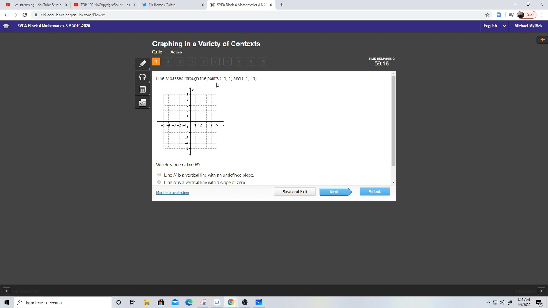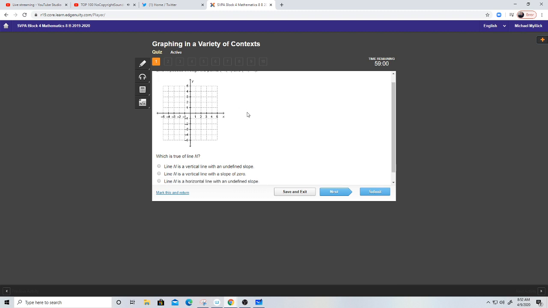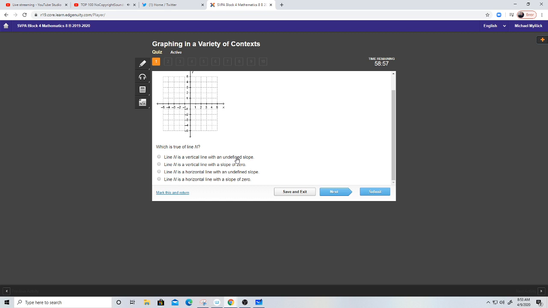The line N passes through the points -1, 4, and -1, -4. Alright, well look. -1, 4, and -1, -4 makes a vertical line. We already know this is a vertical line that has no slope. And see, it's lucky I used this word undefined earlier, because I would rather us say undefined than no slope, because no slope sounds kindergarten-ish. The line N is a vertical line with an undefined slope. Let me just double check this stuff. No, slopes of 0 are horizontal, and it's not a horizontal line, so that's my answer.